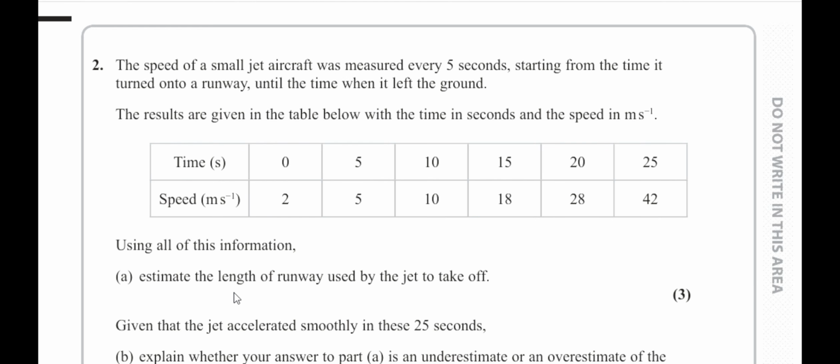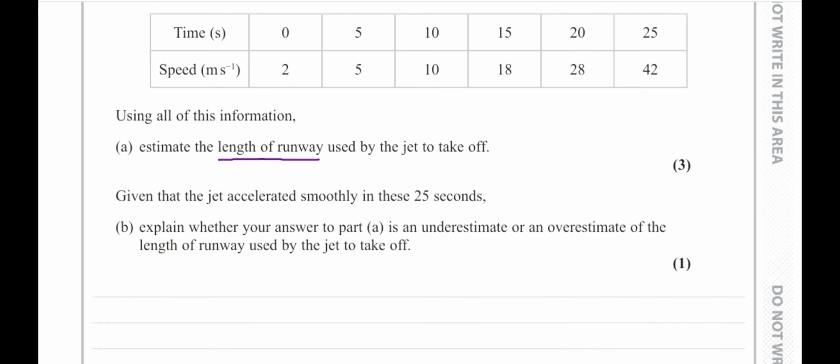So here our task is to calculate the length of the runway, which is the distance, and we have been given time and the speed at various intervals of 5 seconds each. So if you consider the velocity time graph, the area under the graph will be equal to the distance traveled. Since each of these has a fixed time interval of 5 seconds, we can use the trapezium rule.